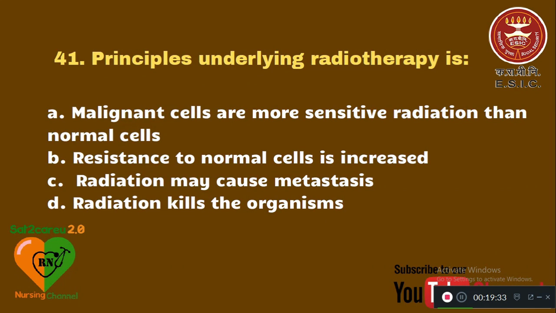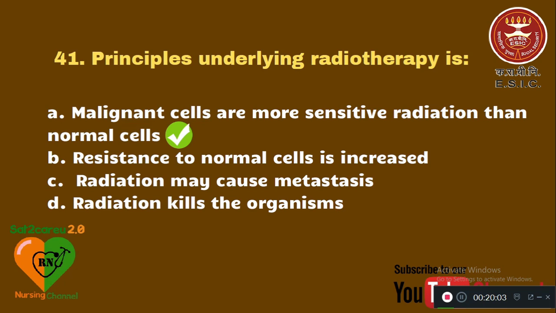Question number 41. Principles underlying radiotherapy is option A. Malignant cells are more sensitive to radiation than normal cells. B. Resistance to normal cells is increased. C. Radiation may cause metastasis. And D. Radiation kills the organisms. So the principles underlying radiotherapy is malignant cells are more sensitive to radiation than normal cells.